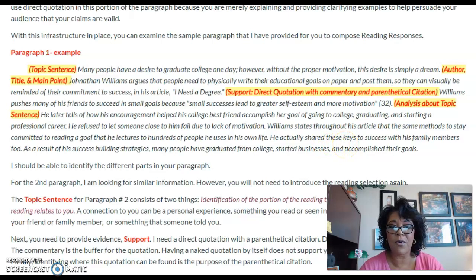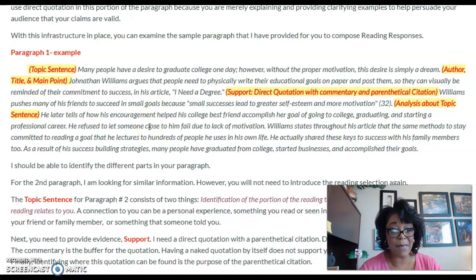You want to make sure that you have 8 sentences. So your topic sentence is 1. The sentence that identifies the information and the main point, 2. Your support would be 3. And your analysis would be 5. Okay? Or a total of 8.